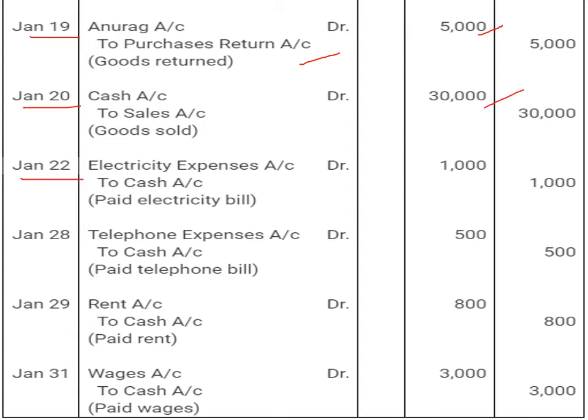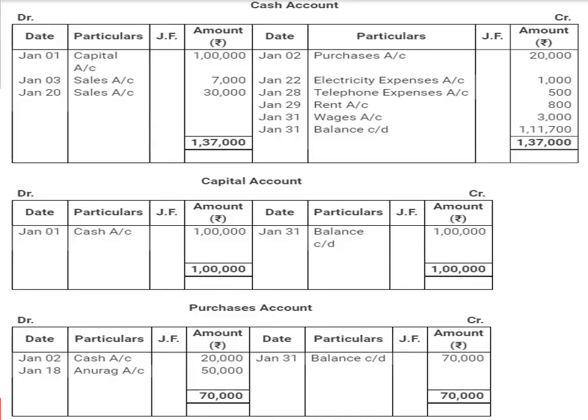Then January 22, electricity expenses to cash rupees 1,000. January 28, telephone expenses to cash rupees 500. January 29, rent account debit to cash account 800. January 31st, wages account debit to cash account 3,000. Now we will move to ledgers.